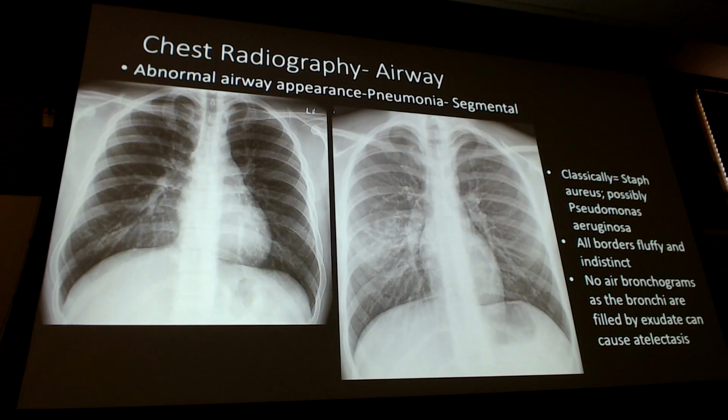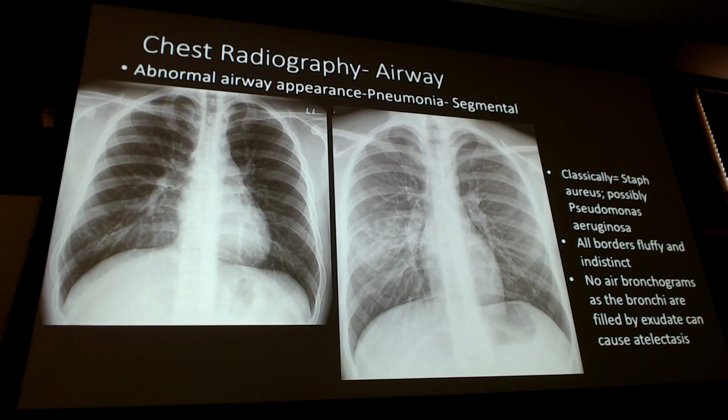Here's your segmental. Most commonly, Staph aureus. Possibly Pseudomonas, just for your wherewithal, for you to know that it can be another organism. Staph aureus is the one I want you to think of for these from my course. Okay? All the borders are going to be fluffy and indistinct.